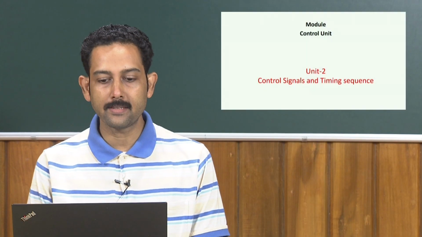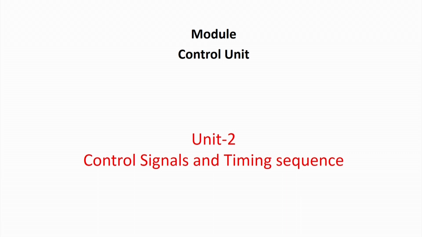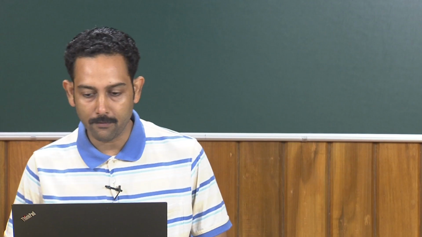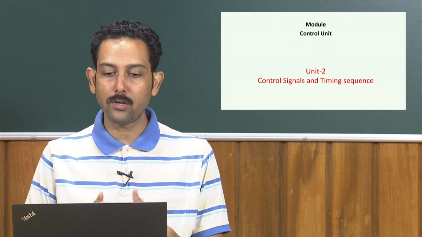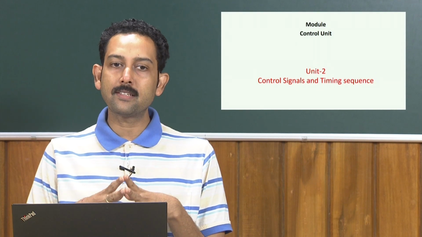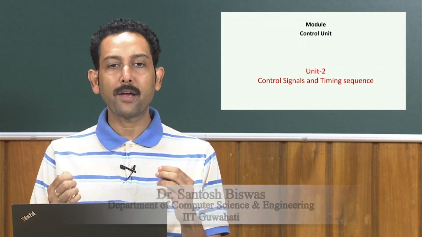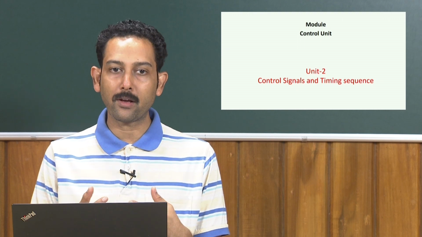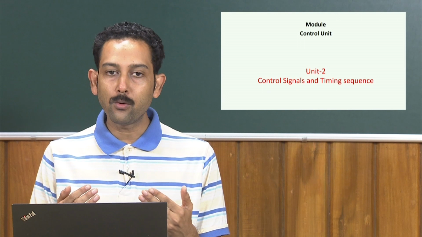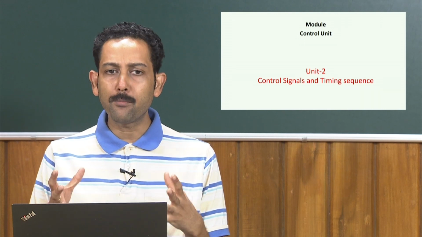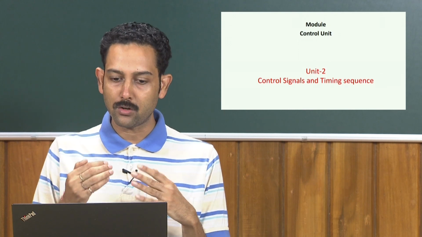Hello and welcome to the second unit on control signals and timing sequence, which is the second unit on the module on the control block of the CPU. In the last unit, which was the first unit on the control unit module, we discussed how, for a given set of instructions, the micro instructions are involved in executing that macro instruction, and what the basic control signals required are. We got a very broad idea of how these macro instructions are broken down into micro instructions and executed.